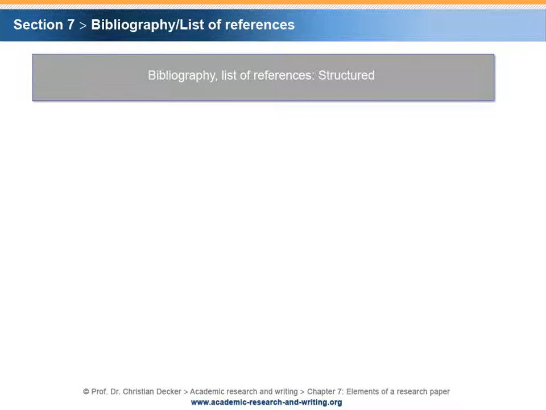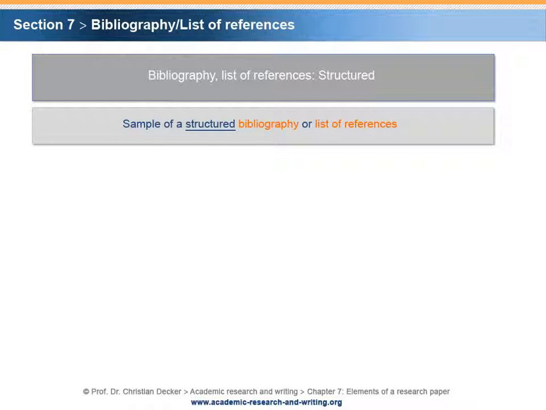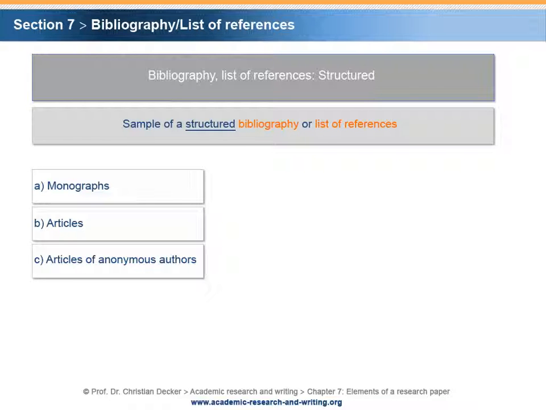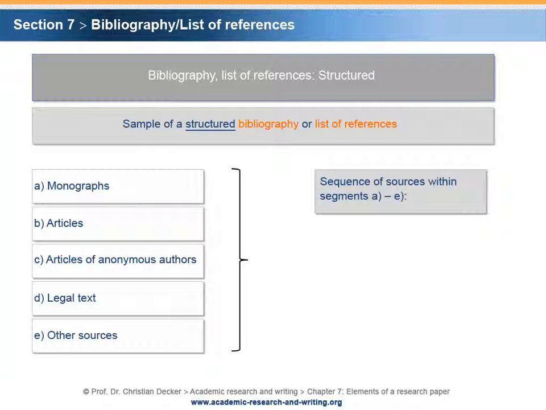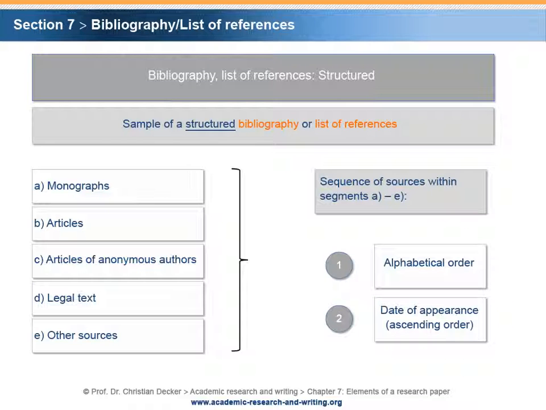The structure of a structured bibliography or list of references could be as follows: A. Monographs, B. Articles, C. Articles of anonymous authors, D. Legal text, E. Other sources. Within these segments, references will be listed in alphabetical order and thereafter by the date of appearance in ascending order.